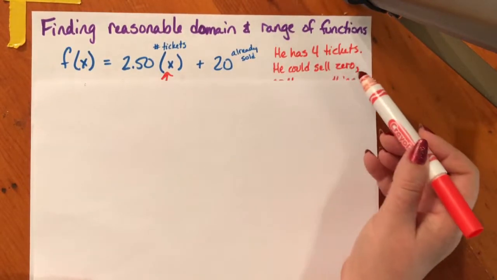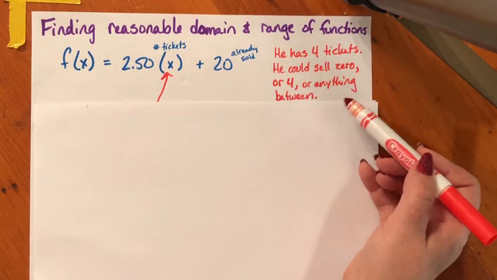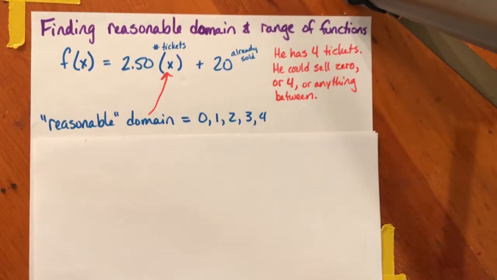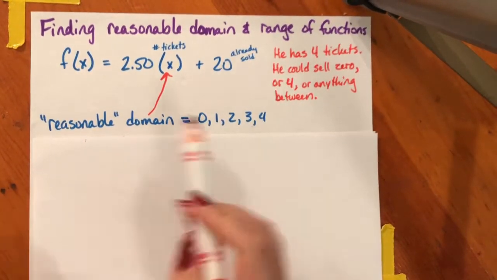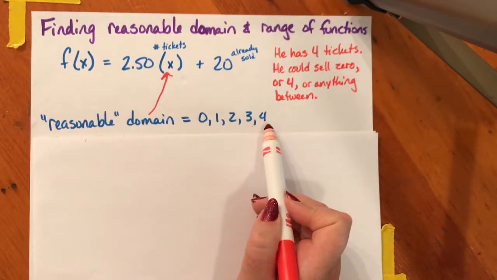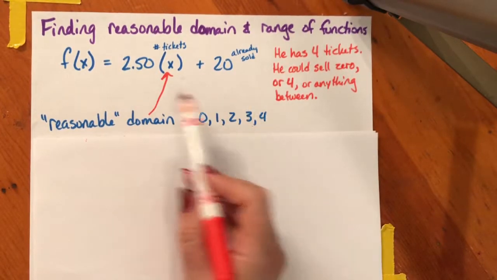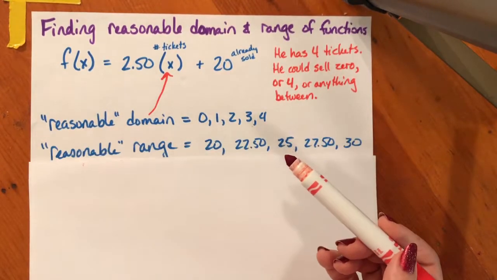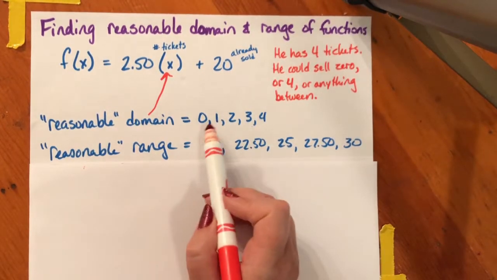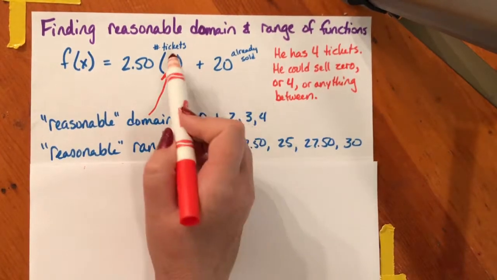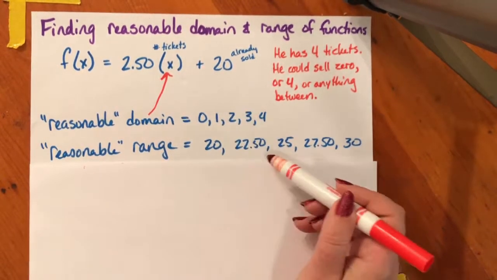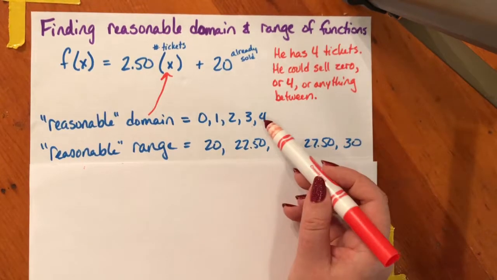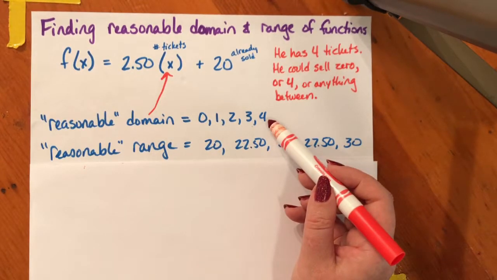He has 4 tickets. He could sell 0, he could sell 4, he could sell anything in between. So the reasonable domain of this problem is anything from 0 to 4. And we have to spell them all out because this question asks us for all of the digits. And then our reasonable range means we stick all of these x's in this problem and we solve for all of them. So our reasonable range is all of the answers to all of these questions.